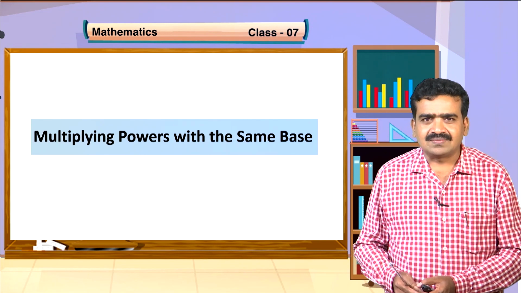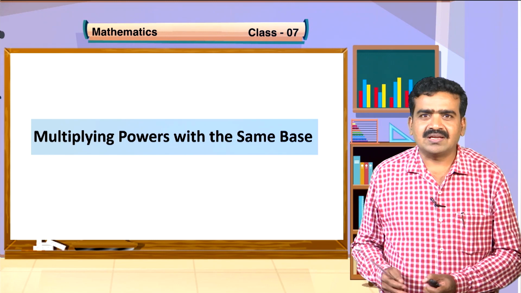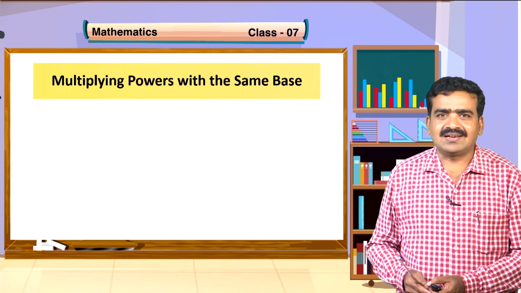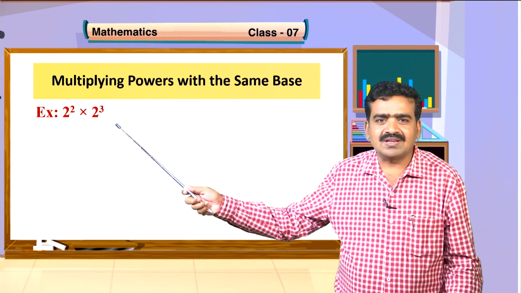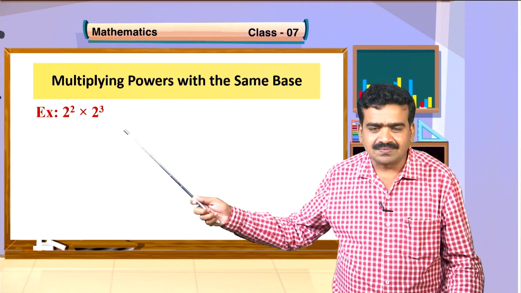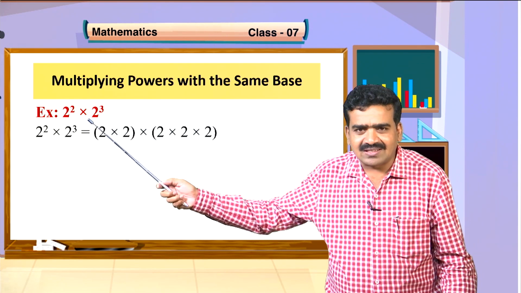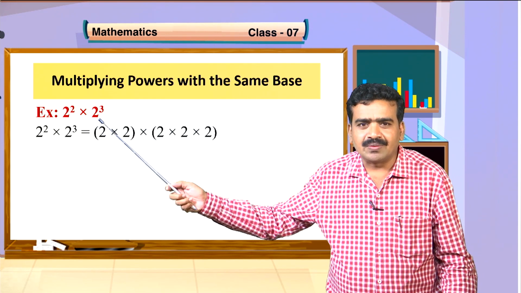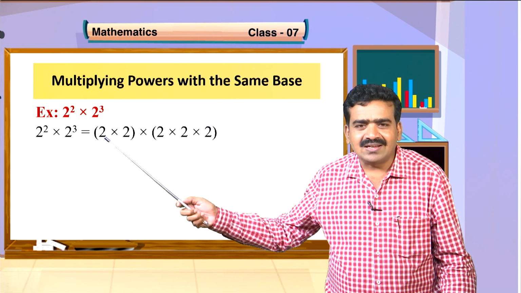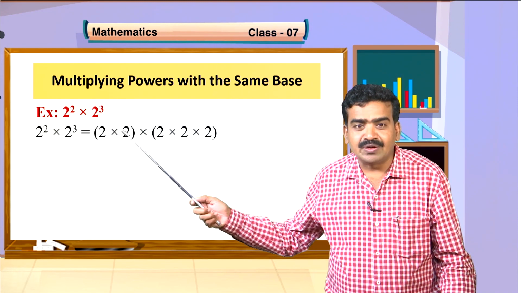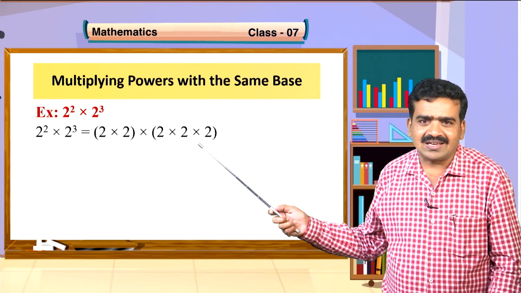My dear students, multiplying powers with the same base gives a unique answer. Let us learn through an example. In case of 2 squared and 2 cubed, whenever we are going to expand 2 squared and 2 cubed, we will get it like this. 2 squared means the 2 is repeated twice, 2 into 2. 2 cubed means 2 is repeated 3 times.